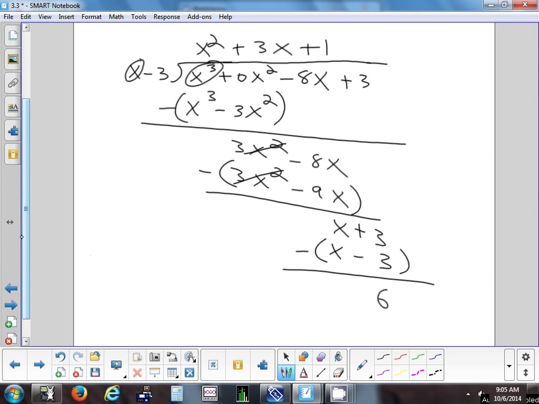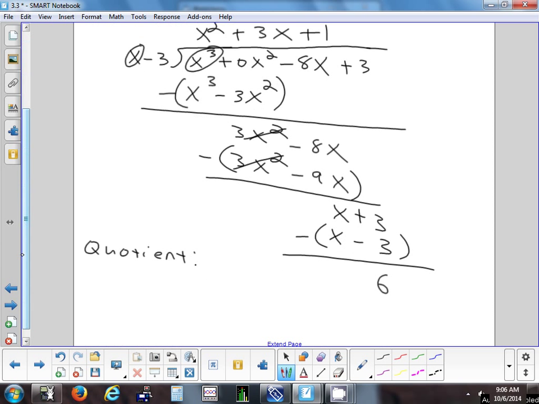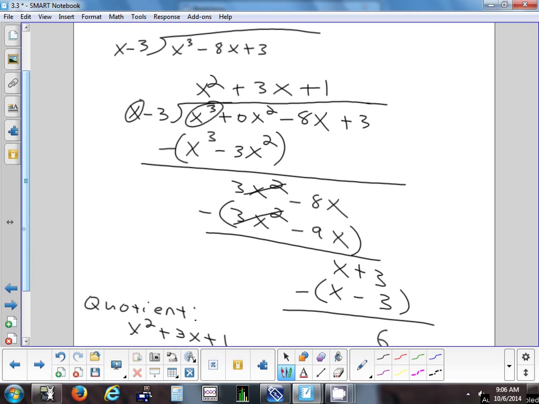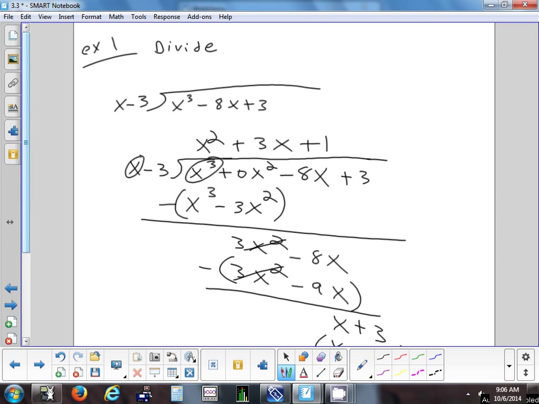Okay, so the quotient, if they ask you to write it, you can write your quotient. It's x squared plus 3x plus 1. And your remainder is 6. Okay, any question on that problem? So what that means here is x minus 3 is not a factor of x cubed minus 8x plus 3. Had I done the problem in the book, which was x cubed minus 8x minus 3, then x minus 3 would have been a factor, because we would have gotten remainder 0.